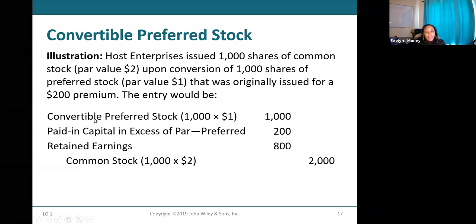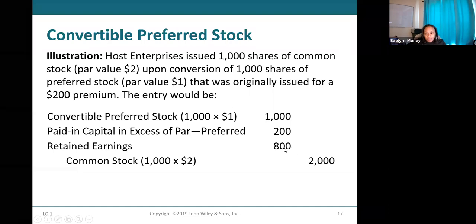earnings. So I'm going to take the old convertible preferred stock off the books. It was 1,000 shares at a $1 par value. Now, it was originally issued for a $200 premium. That means I had some paid-in capital in excess of par for preferred stock in the amount of $200. I'm going to put the common stock on at its par value. So that's the 1,000 shares times the $2.